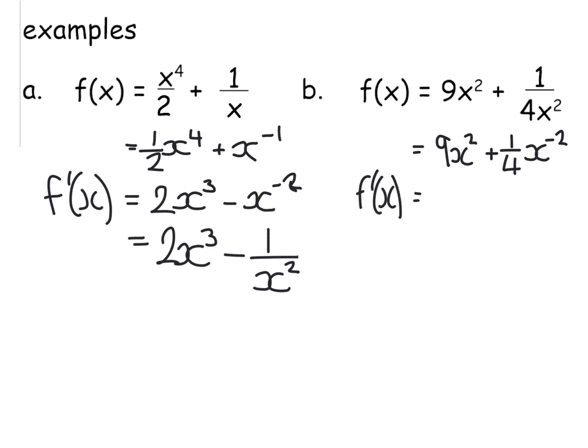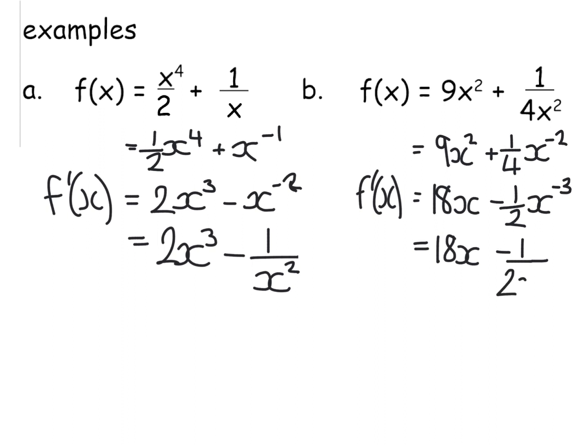So times by the power, lower the power, just takes us to 18x. Times by the power here, 2 times 1/4 would be 2/4, which is just the same as a half. We're also times by a negative, so this gives us -1/2 x, the -2 lowered goes to -3. And then as always, writing it with positive powers gives you 1 over, the 2 was already on the bottom, and the x goes below and becomes x cubed.